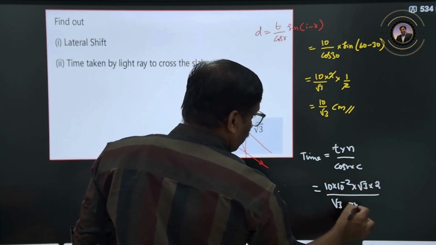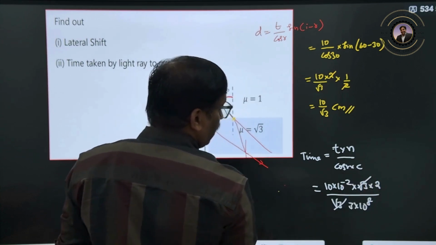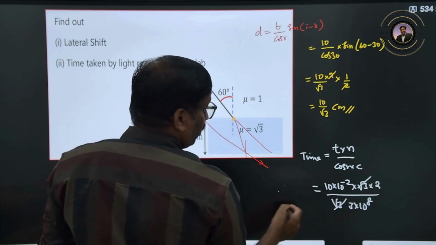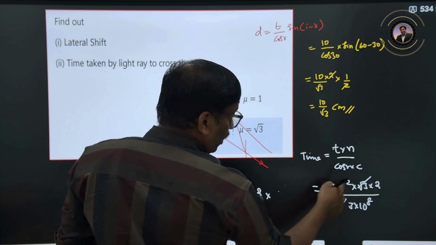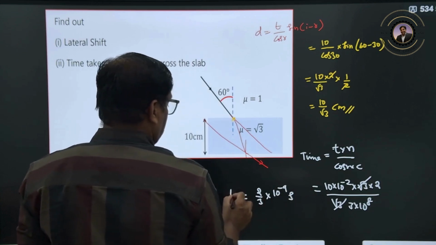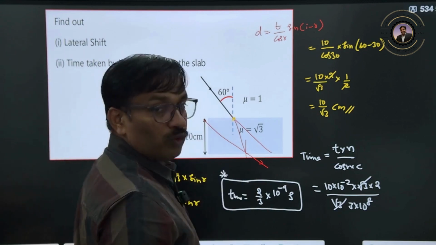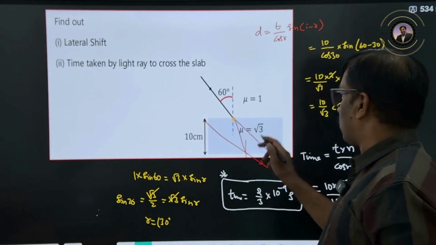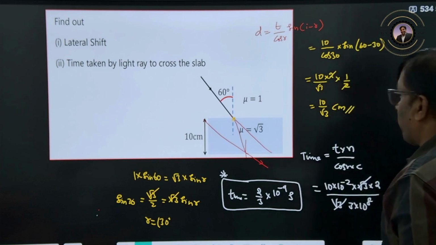divided by 3 into 10 to the power of 8. Clear? This root 3 cancels here, no? So therefore here what you can write is 2 by 3 into 10 to the power of minus 9 seconds. This is your time, 2 by 3 into 10 to the power of minus 9 seconds, that it will take to cross this slab. Clear? Right? Now we will go for one more question.